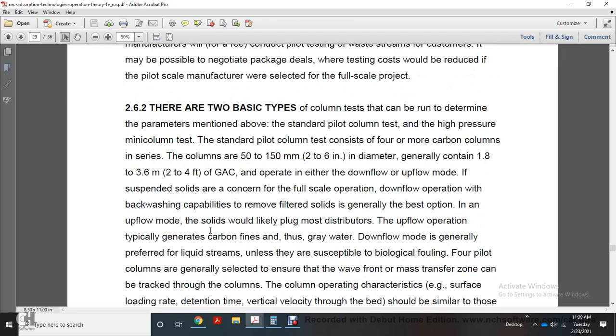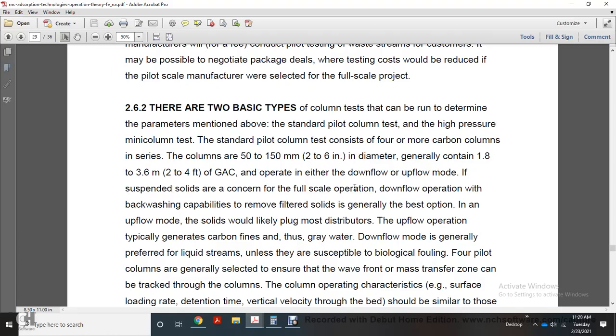There are two basic types of column test that can be run to determine the parameters mentioned above: the standard pilot column test and the high-pressure micro column test. The standard pilot column test consists of one or more carbon columns in series, 50 to 150 millimeters in diameter, generally 1.8 to 3.6 meters, or 2 to 4 feet, of granular activated carbon, operated in either a downflow or upflow mode.